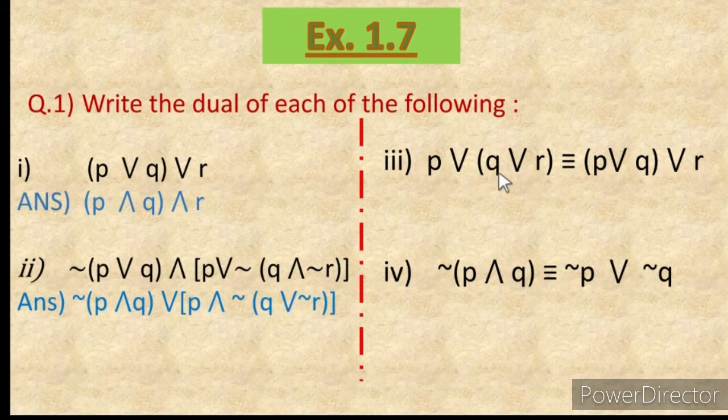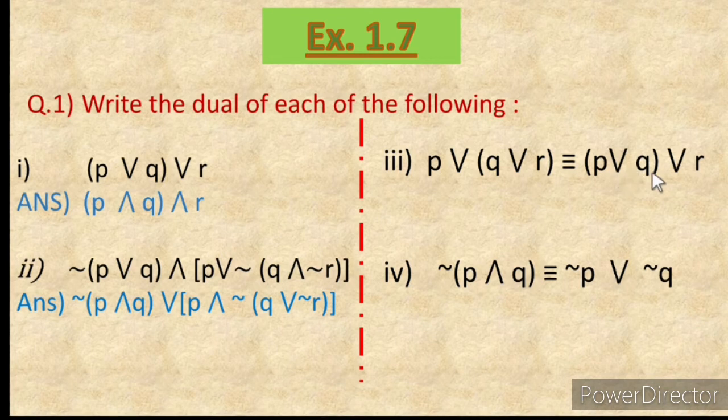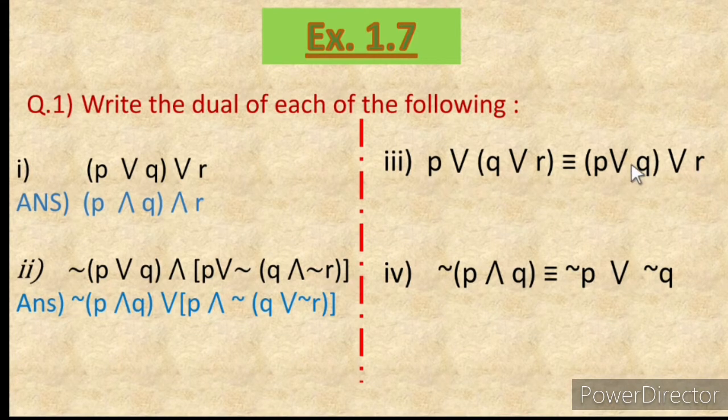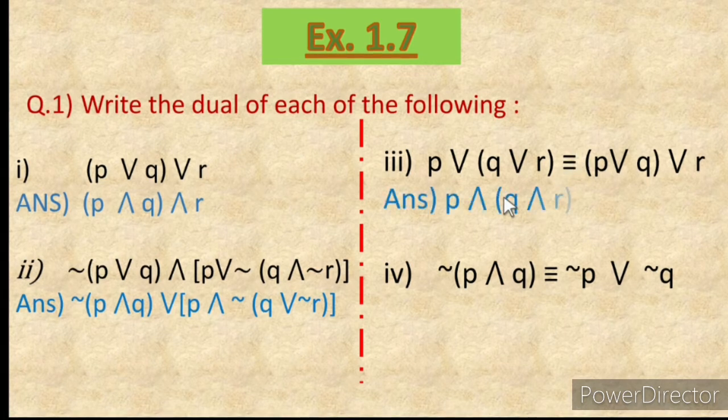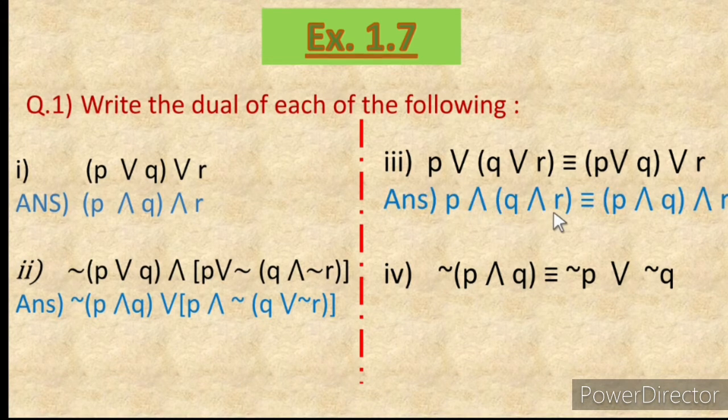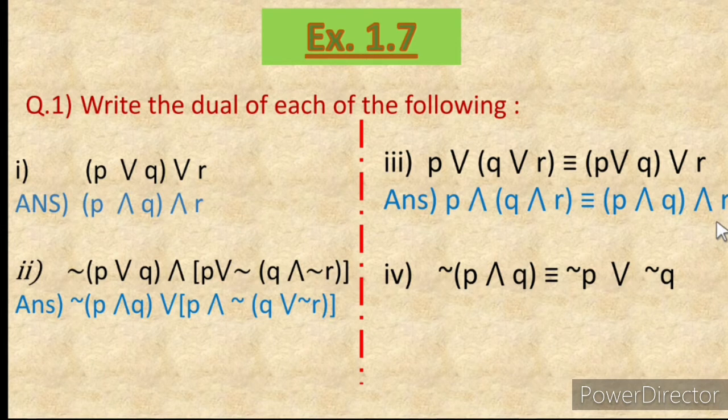P or into bracket Q or R equivalent to into bracket P or Q bracket complete or R. Now, as I said, this or connective is to be replaced by and, and this equivalent sign you have to keep as it is. So, the dual of this given statement is P and into bracket Q and R equivalent to into bracket P and Q and R.